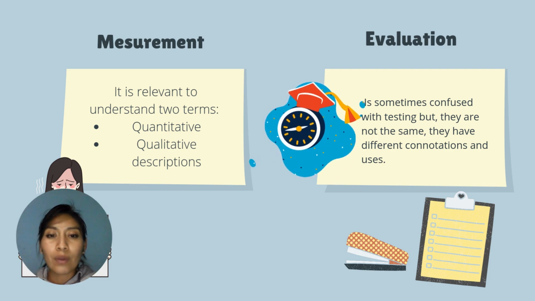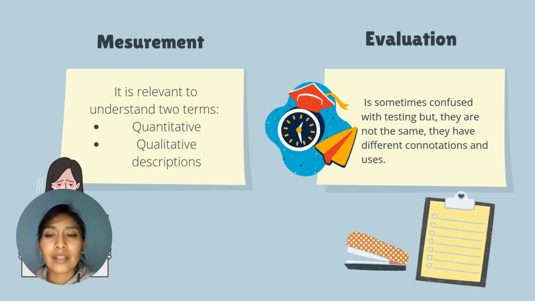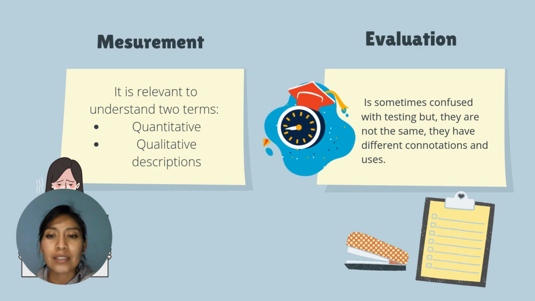Now we have evaluation. It is sometimes confused with testing, but they are not the same. They have different connotations and uses. For example, if the result of a student's test is 70% on a final examination, this number might represent that the student passed or failed a language course. It is evaluation.